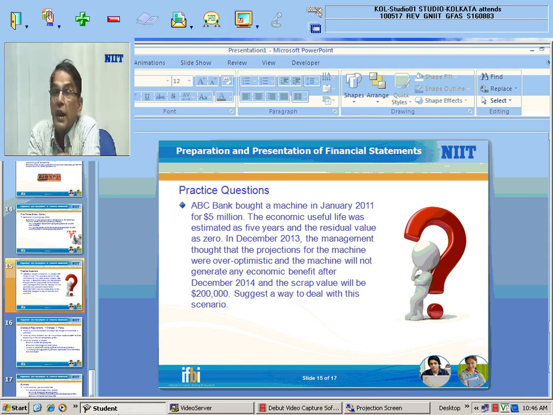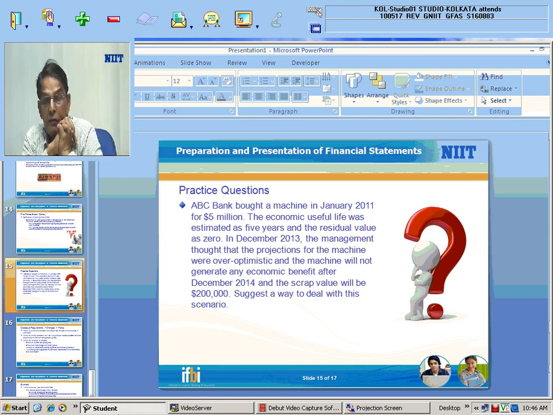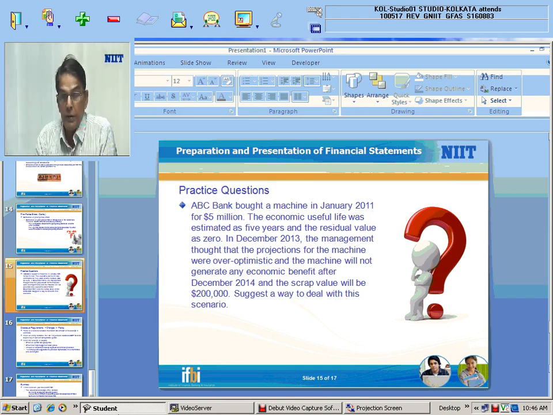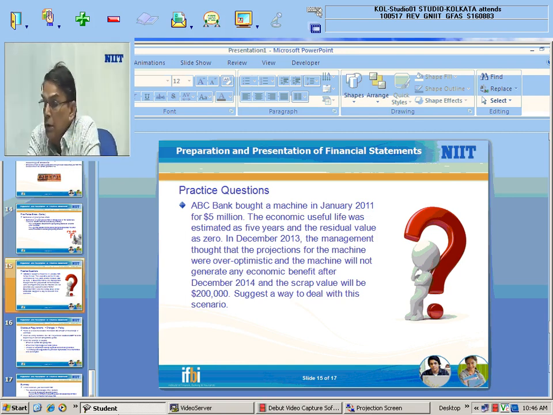This will be dealt with as a change in accounting estimate: the estimate of the useful life of the machine and of the residual value of the asset. The machine was being depreciated over 5 years using the straight line method. The machine cost 5 million and the useful life is 5 years, so every year the management was depreciating 1 million. That was the depreciation charge.